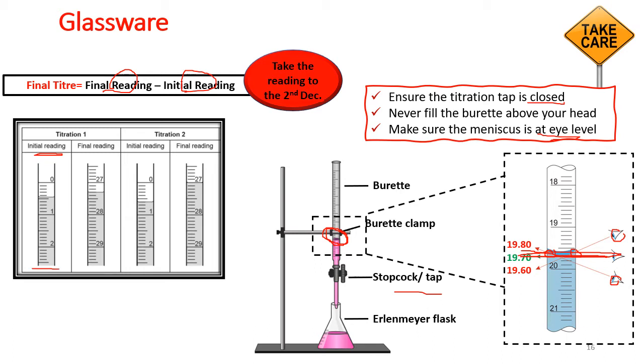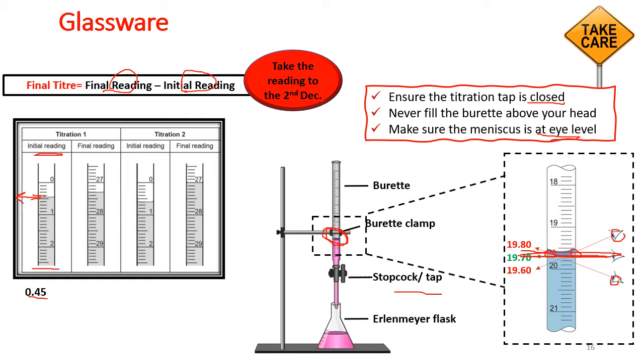Let's check it. This is between the 0 and the 1. So this is 0, 0.1, 0.2, 0.3, and this is 0.4, and this is 0.5. However, my reading is in between both of them. So what is it? It's 0.45. This is the initial reading that you will find practically in the lab.